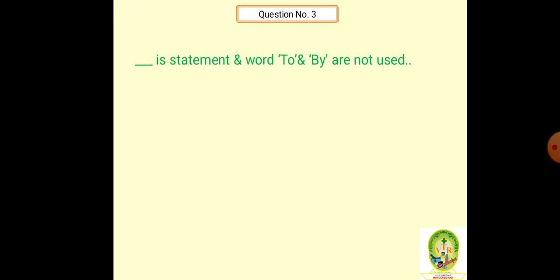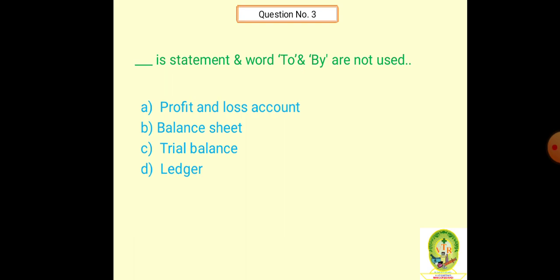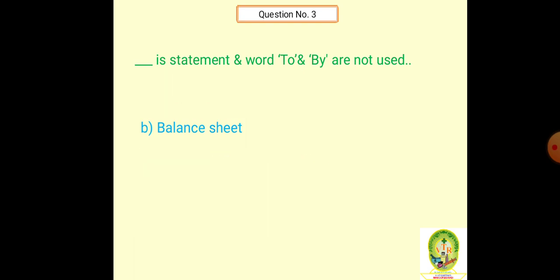Dash dash dash is a statement where the words 'to' and 'by' are not used. Options are A. Profit and loss account, B. Balance sheet, C. Trial balance, D. Ledger. Right answer is B.